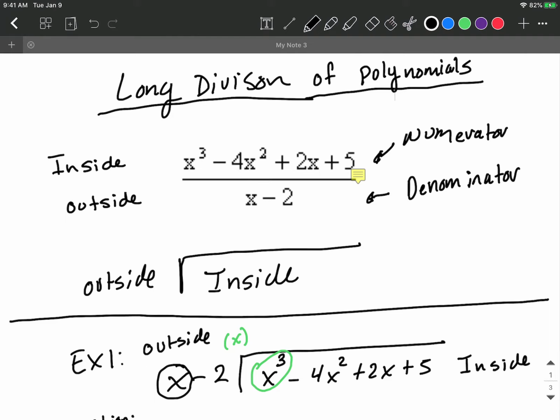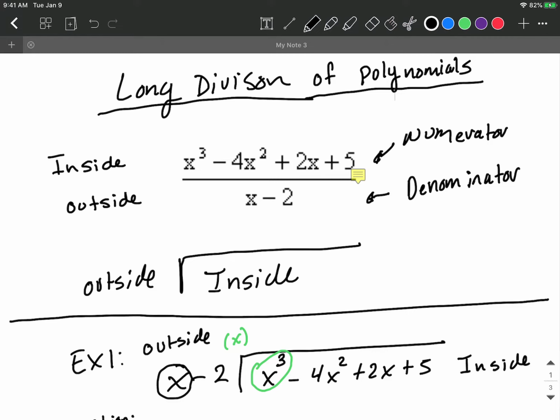Hey y'all, today we're going to be talking about long division of polynomials. So I went ahead and labeled my numerator the inside and the denominator the outside. So what I'm going to do is place the numerator, or the inside part, inside the actual division box. I'm going to go ahead and place the denominator on the outside like I specified.